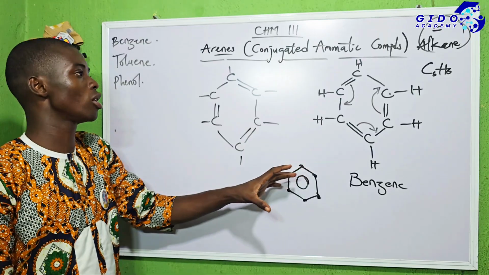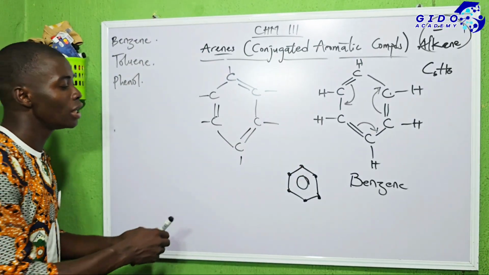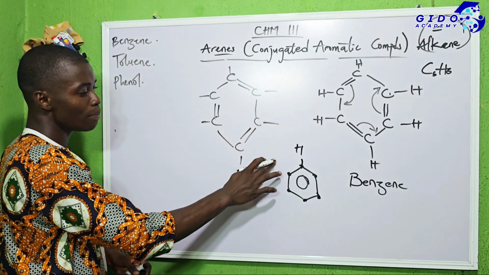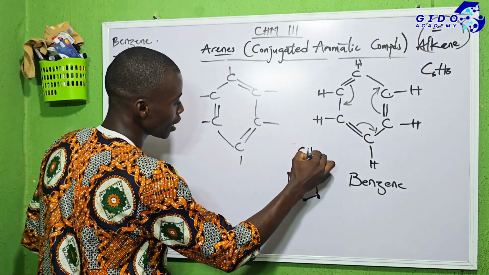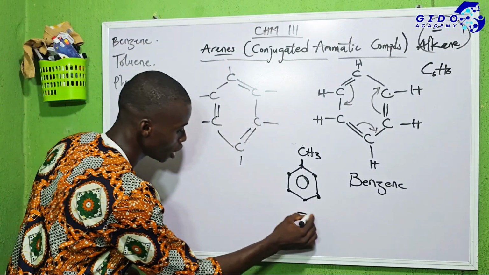But in this video, we'll not be talking about just benzene. We're talking about benzene, toluene, and what? And phenol. Now, in this place, we are using hydrogen. If the hydrogen in the benzene is replaced by a carbon and hydrogens, which is a CH3, we now call this compound a what? A toluene.